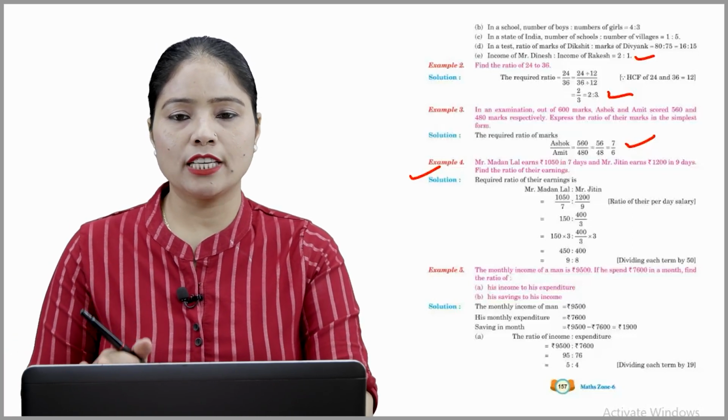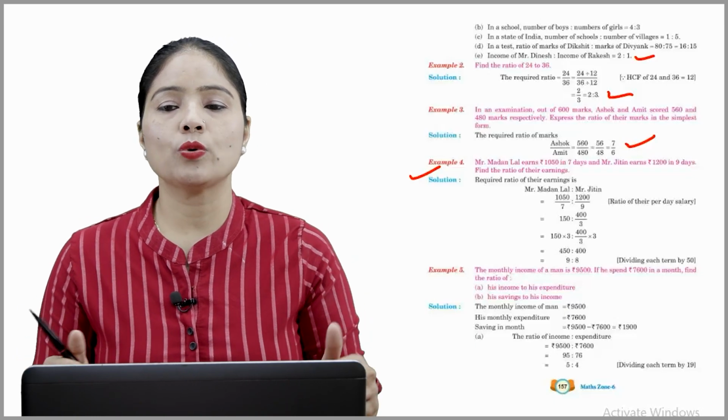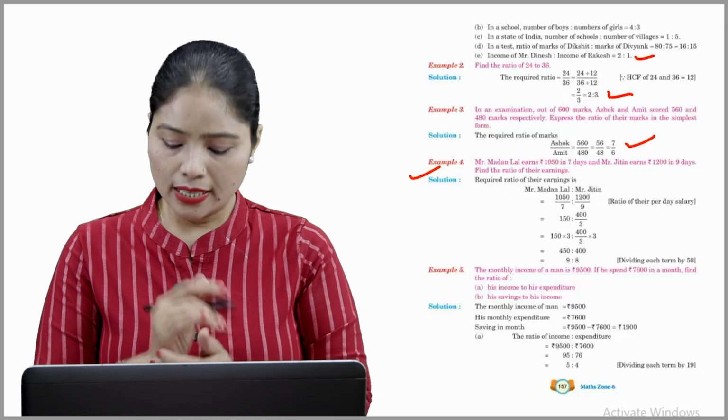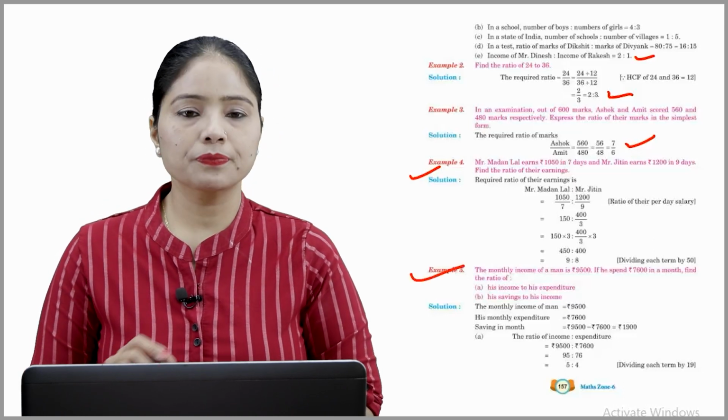उसको मल्टीप्लाई कर रहे हैं. सो 450:400, सो 9:8 इज आवर आंसर बेटा. ओके, नाउ एग्जाम्पल नंबर 5.